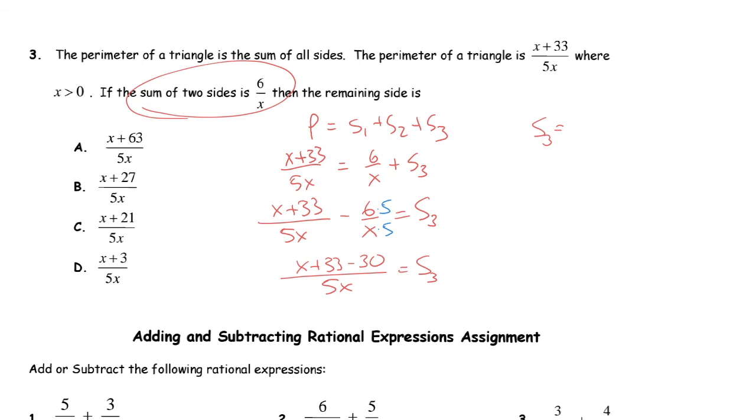And if we put together the like terms, we're going to get x plus 3 over 5x. The denominator stays the same. And so that is going to be D.